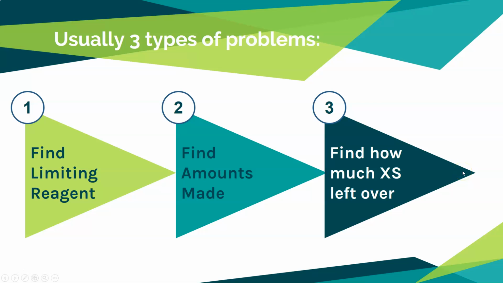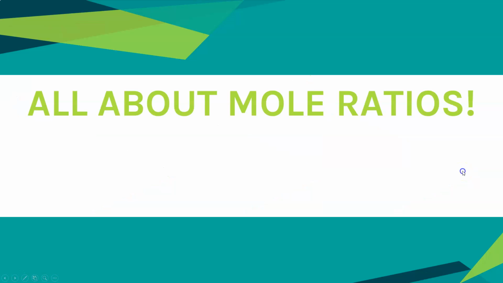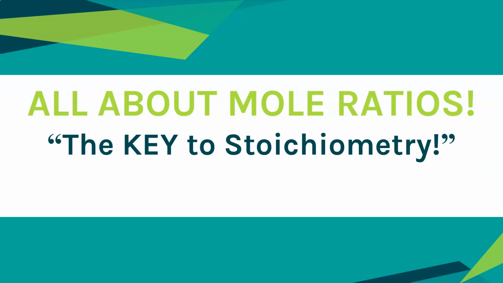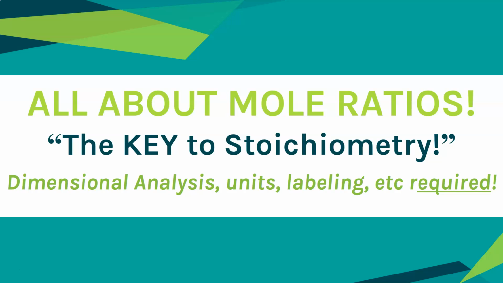Okay. Now, just like regular stoichiometry, this is all about mole ratios. Remember we had that silly phrase that the key to stoichiometry was mole ratios? It's the same thing here. This is all about ratios. You're still doing dimensional analysis. You're still putting units. You're still labeling things. Okay? So one of the things I like to do is I like to teach regular stoichiometry first, practice that for a couple days, then teach you that this is just an extension so that you can really see that this is the same concept, just a little bit more complicated.